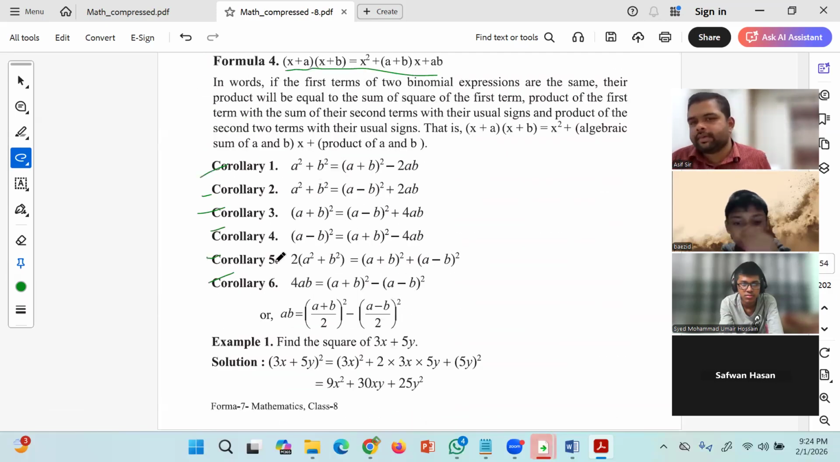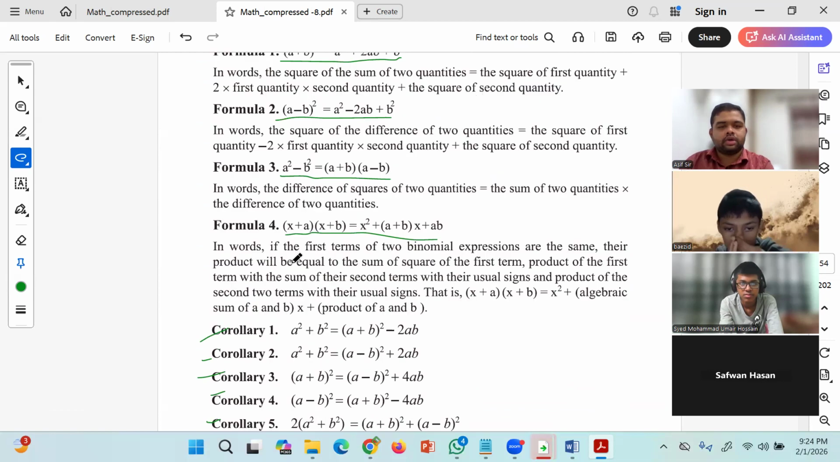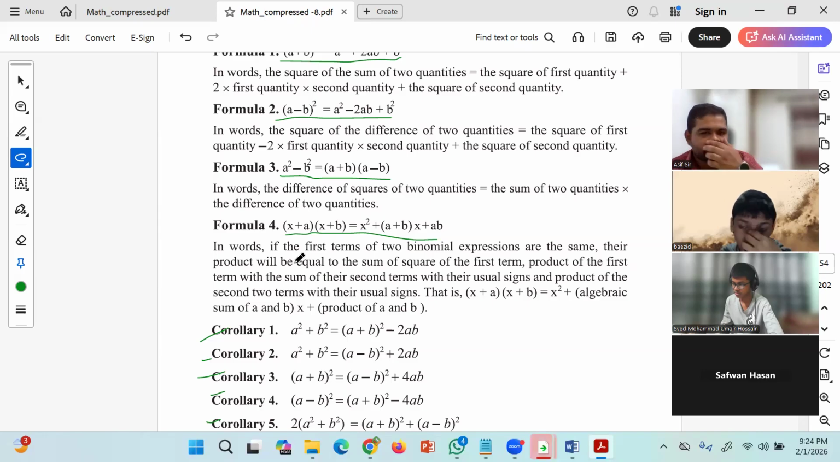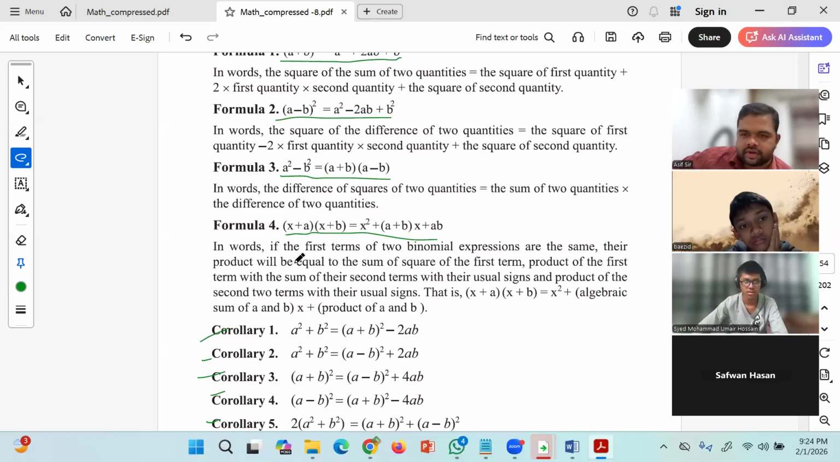Now, I hope that you have learned the formulas already. Was there any issue memorizing them? Because I think this is not a new topic actually. This kind of algebraic equation was discussed in class 7 also, if I'm not wrong.